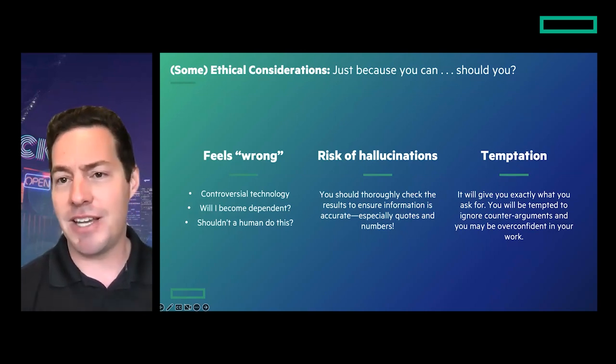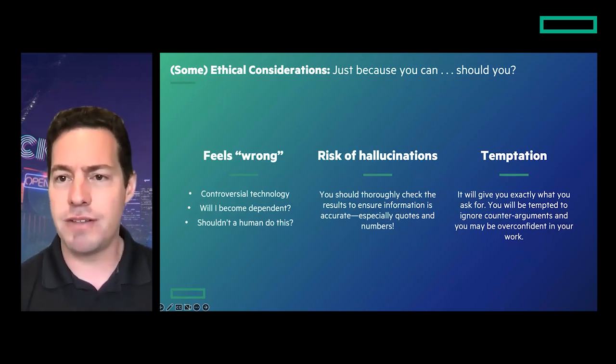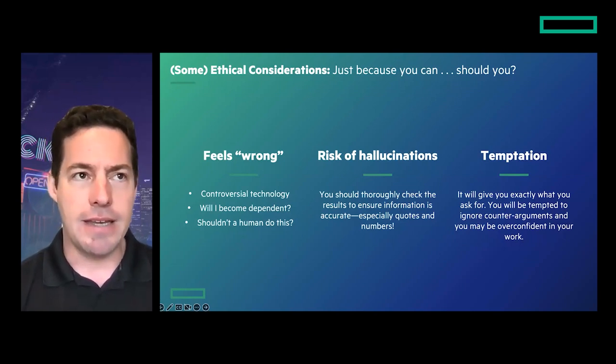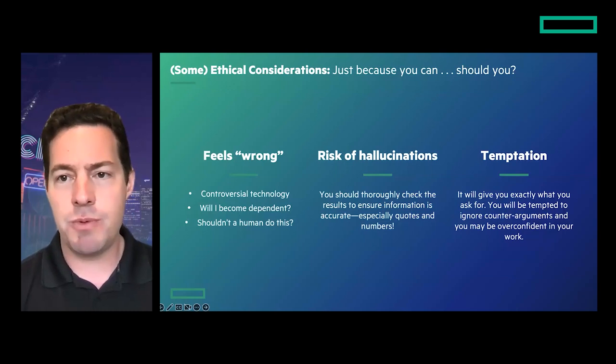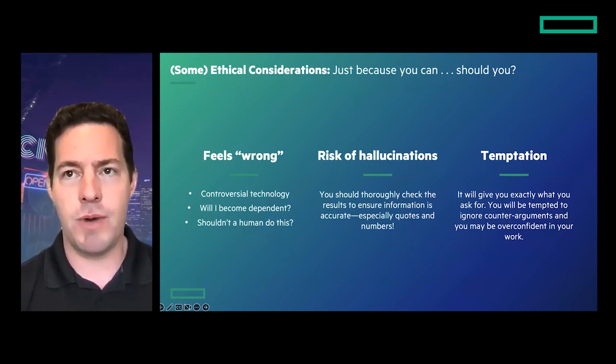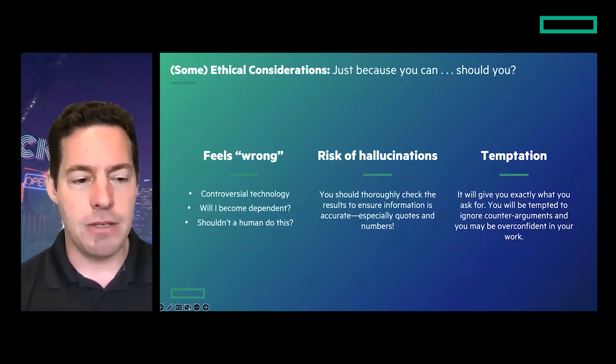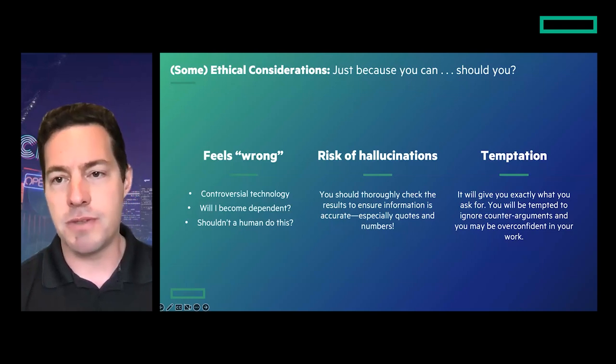And then finally, this is a human issue: there's a strong temptation to use it. Andrew mentioned confirmation bias. Essentially, it'll give you exactly what you want. So if you want an argument for why a hot dog should be considered a sandwich, it'll give you a great argument, but maybe you owe it to yourself to consider both sides.